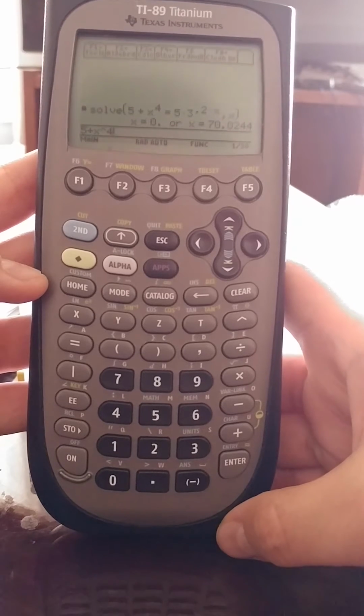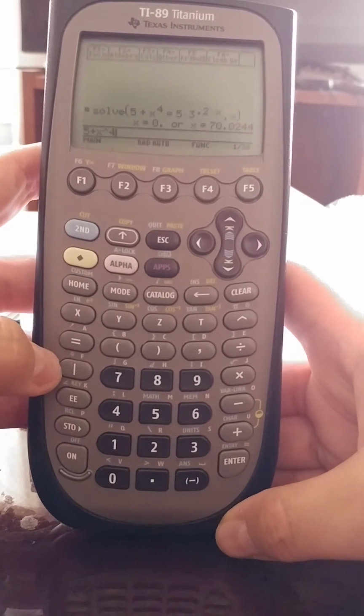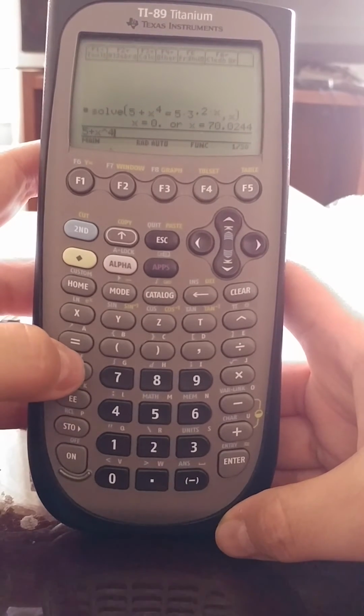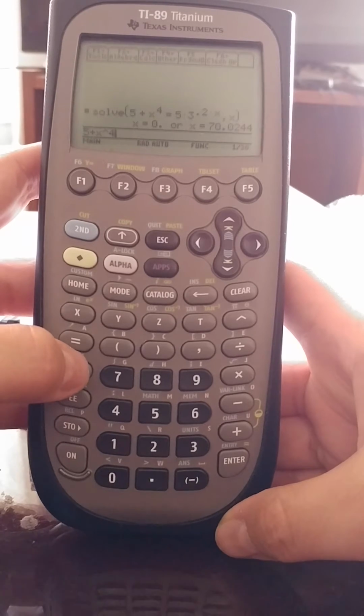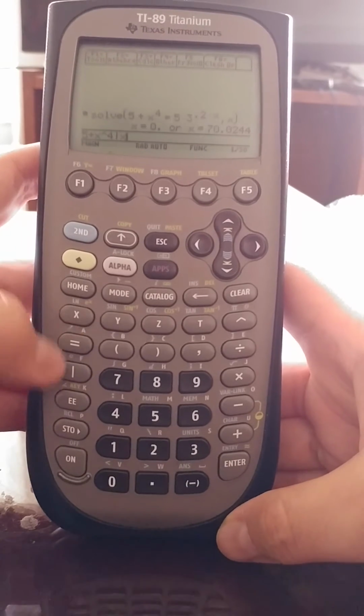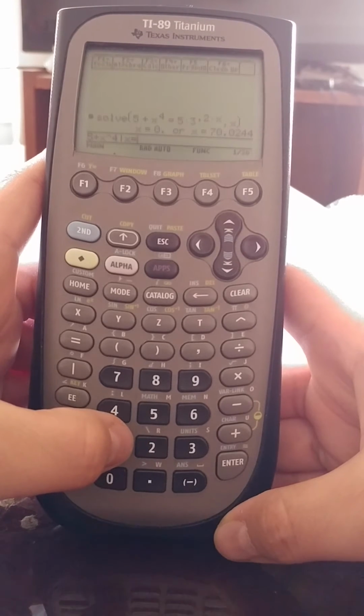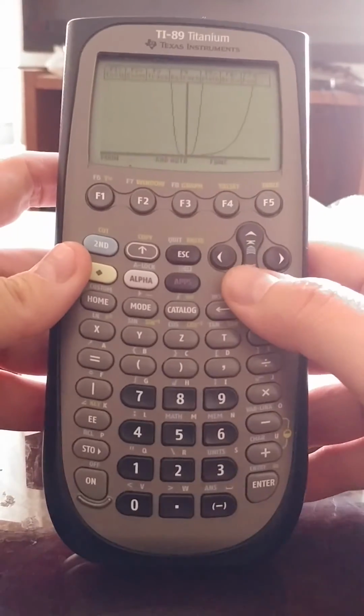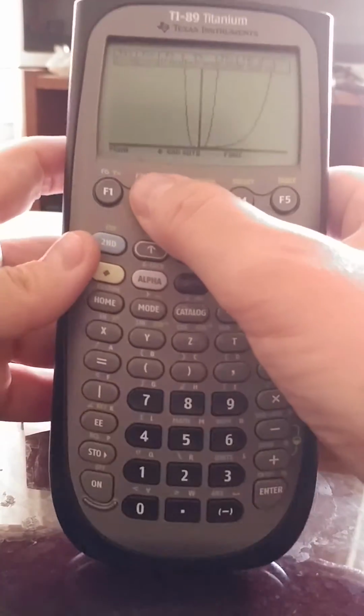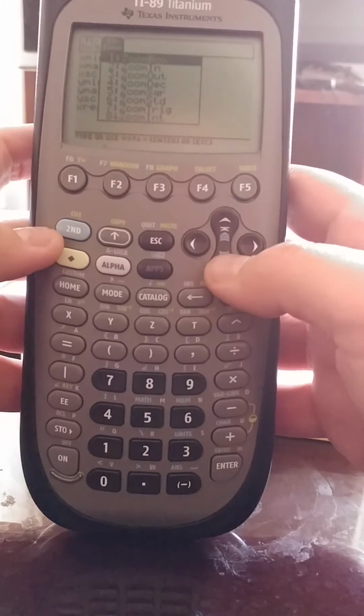5 plus x to the 4th. This is the such that button. So if I put 5 plus x to the 4th such that x equals... what was the intersection? I can't remember now. Actually, why don't I take a look? So I'm going to go back to Zoom Standard.